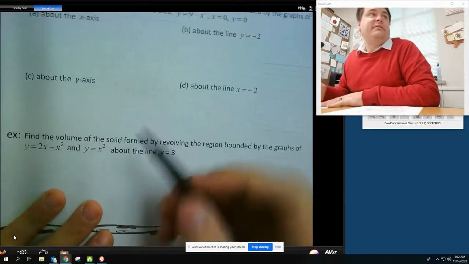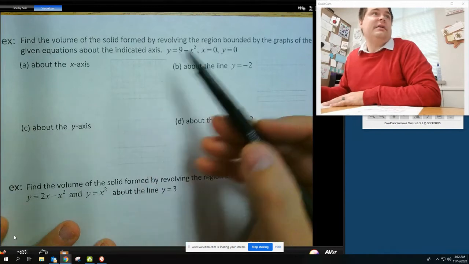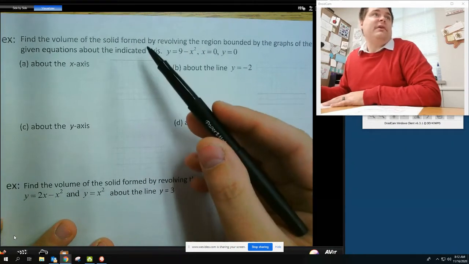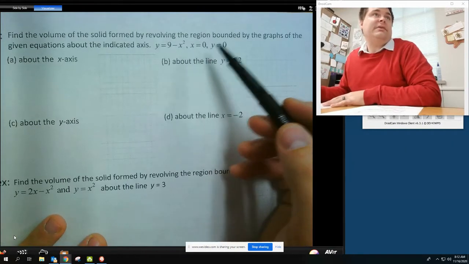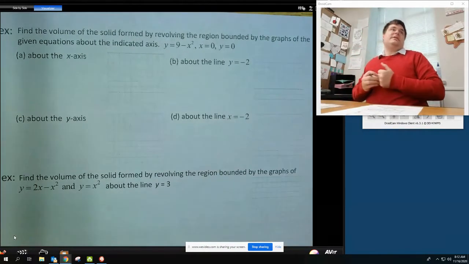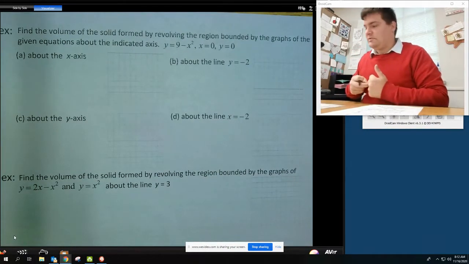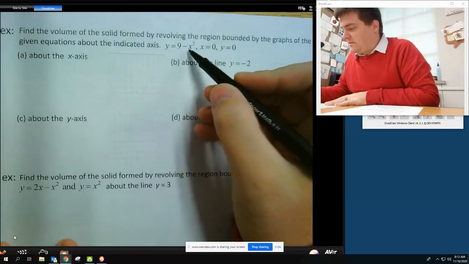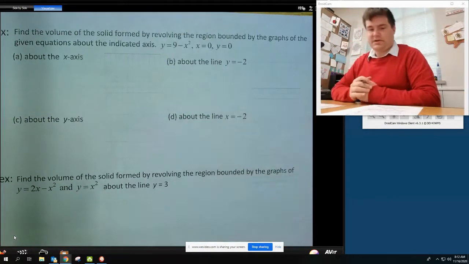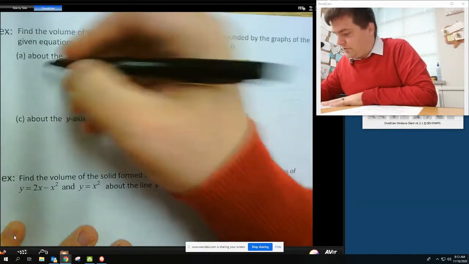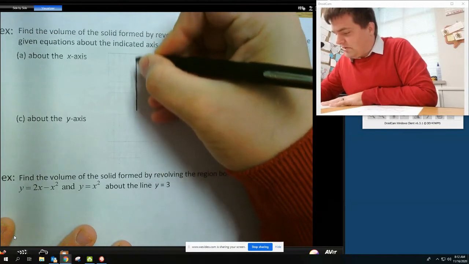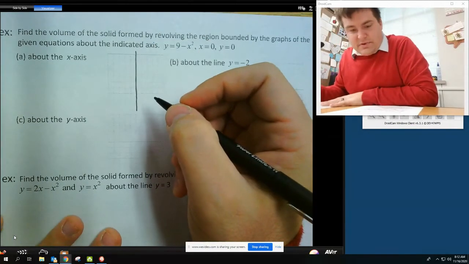So find the volume of the solid formed by revolving the region bounded by the graphs of the given equations about the indicated axis. Okay, so we're going to have y equals 9 minus x squared, x equals 0, and y equals 0. So I'll draw this first one. We're going to do this about the x-axis. This is the most basic one that we can come up with.